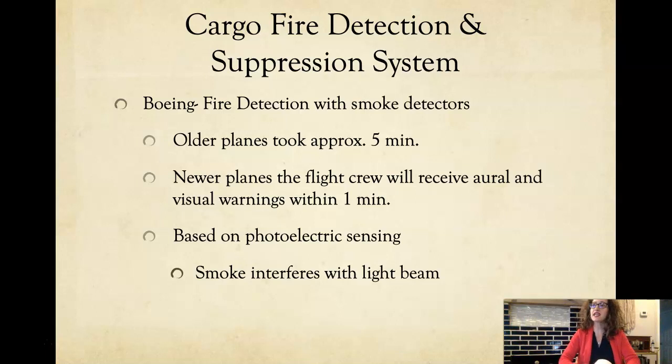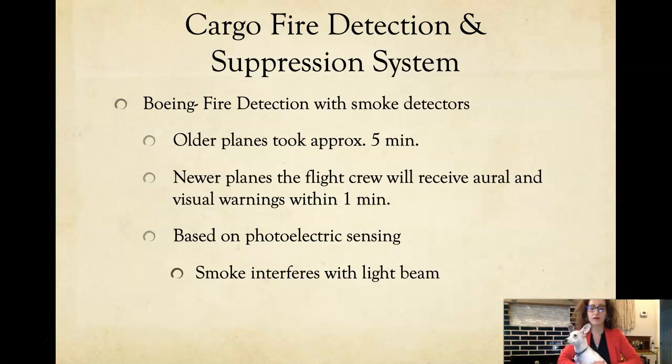Detection is like our smoke detectors in our house. Suppression is like on campus, if we had a fire, the water sprinklers would go off. So for Boeing, their fire detection with smoke detectors took about 5 minutes, but now it's under about 60 seconds, and they'll receive both aural and visual warnings. Aural means something will make a sound letting you know, as well as lights will be dinging.